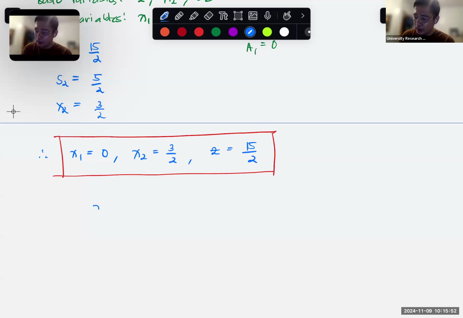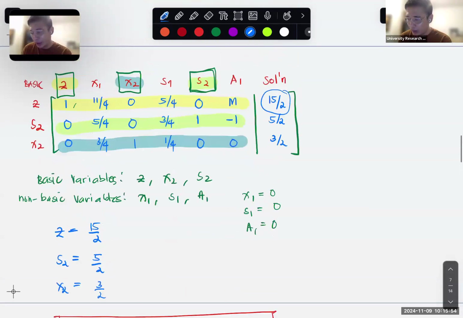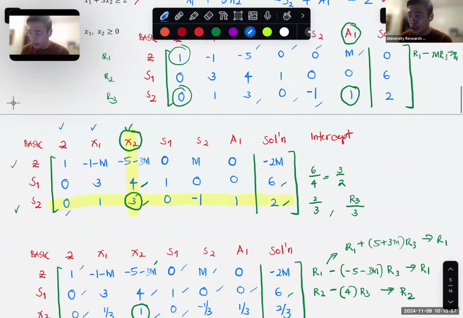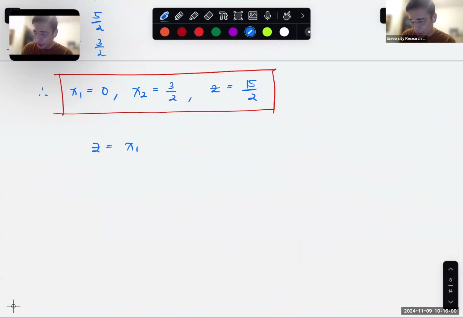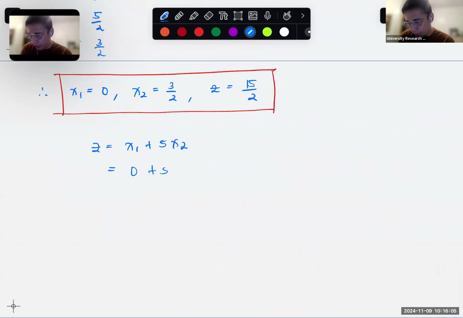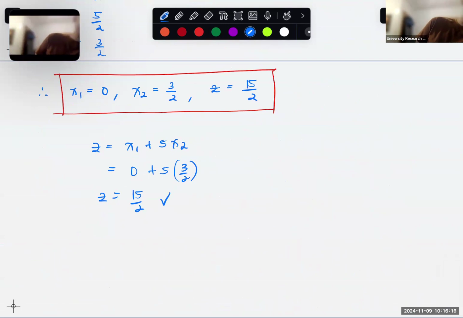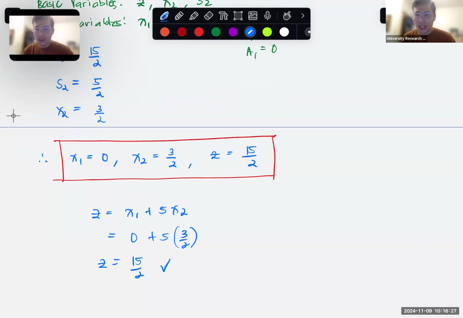So we can check. What is our Z? Our Z is X1 plus 5X2. So our X1 is 0 plus 5 times our X2, which is 3 all over 2. So Z here is equal to 15 over 2, which is okay. That means our solution is okay. So the maximum value of 15 over 2 will be achieved when X1 is 0 and X2 is 3 all over 2. And that's how we do the big M method.